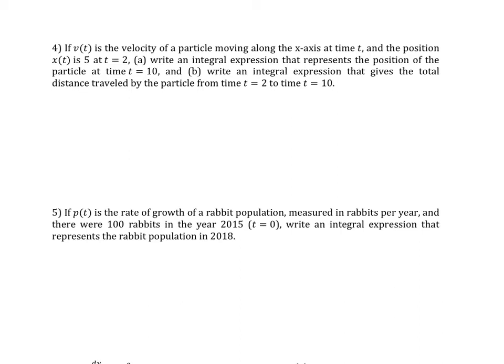So again, if I want to know where it is at time t equals 10, I need to know where it starts, and then I need to know how much it changes. So really, all I need to do for A, for my expression, is to say where it starts at time t equals 2, which is at position 5, and where it's going to end up at time t equals 10 is going to be where it starts plus the change in its position from 2 to 10. Right? So that equals x of 10. So its starting value plus its change in position is going to tell me where it ends up at 10, right?